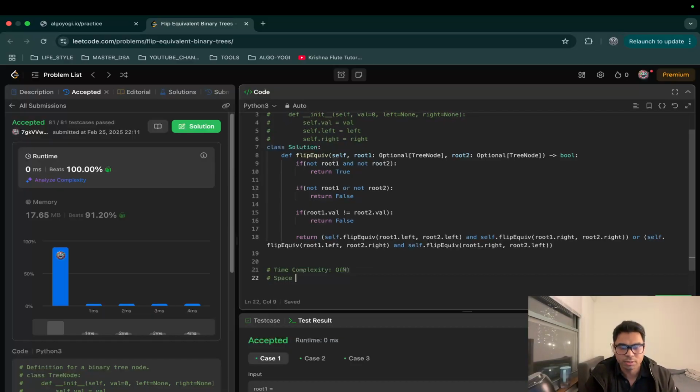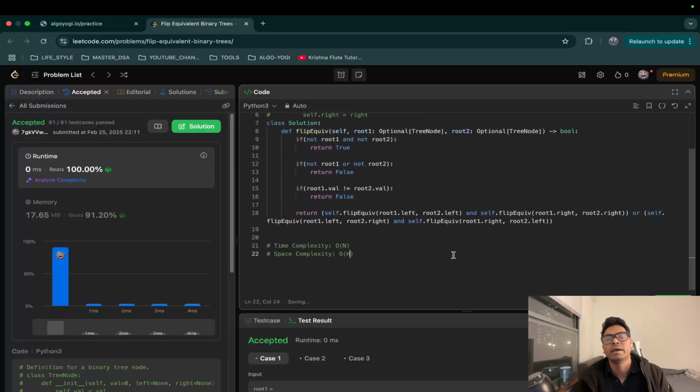And space complexity is going to be big O of h, or n in the worst case, when it's just one linear tree. That's not a tree anymore, it's like a linked list.